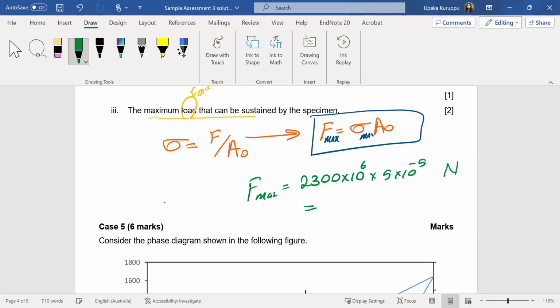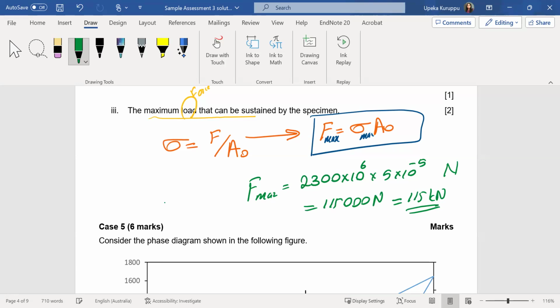What do you get? There you go. And you get that 115,000. Okay, so you can keep it in newtons, or else you can say 115 kilonewtons, whatever way you want, okay? Are we good? So that is the maximum load that the specimen can take. If we apply more than that, it will crack.